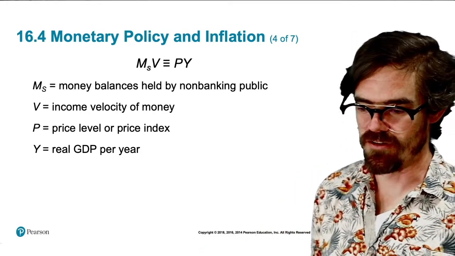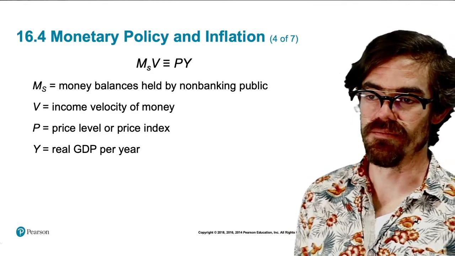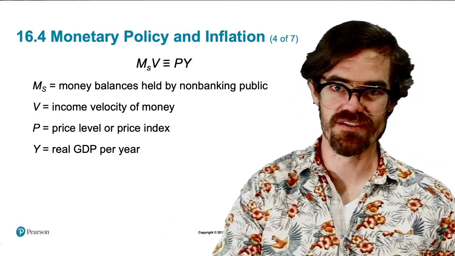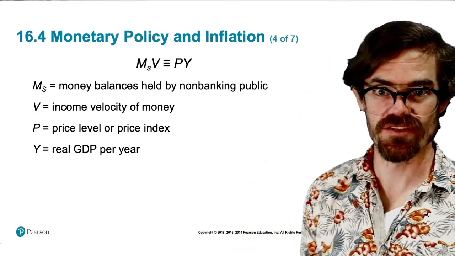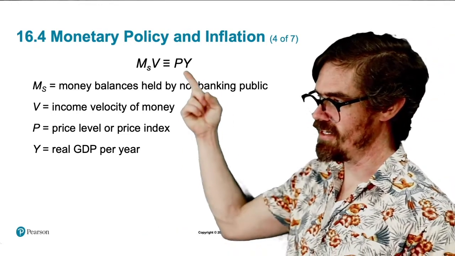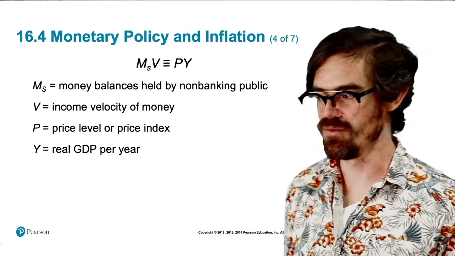If we were in a hypothetical economy where the only money that existed was a single dollar bill, how many times is that dollar bill spent? That's the velocity of money. And then on the other side, we have price and real GDP: the price level, or the price index, and real GDP per year.